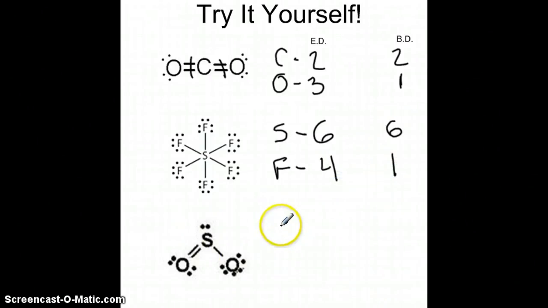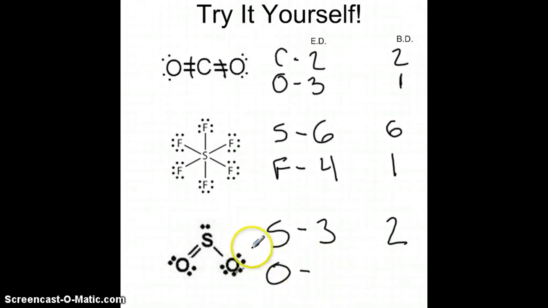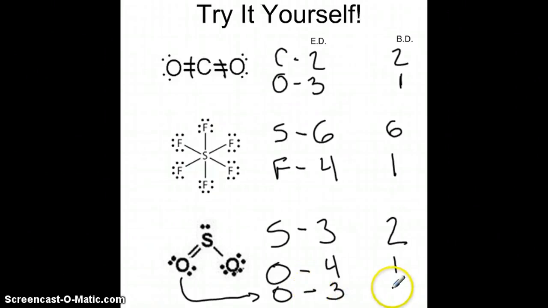Now for sulfur dioxide, sulfur in this case has 3 electron domains and 2 are bonding. For the oxygen, realize there's 2 different oxygens. So one has 4 electron domains and 1 bonding domain, and the other oxygen, this one here, has 3 electron domains and 1 bonding domain. So now if you move on to video 2, you'll be able to put this into practice so you can start predicting the geometry.